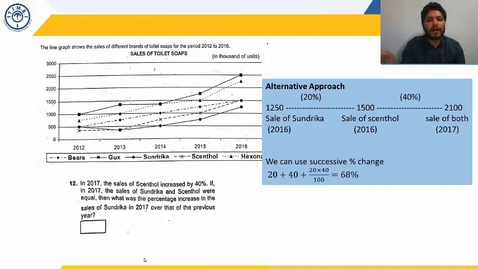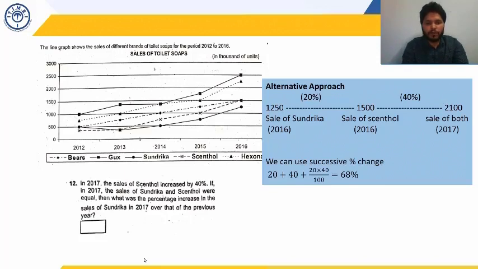So we have done it in parts. First, the sales of Sundrika from 1250 it becomes 1500. That is a change of 20%. And from 1500 it becomes 2100, which is the increment of 40%. So there are two successive increases of 20% and 40%. So answer is going to be 20 plus 40 plus 20 into 40 divided by 100, which comes out to be 68%. I hope it is clear to all of you, both of the approaches.